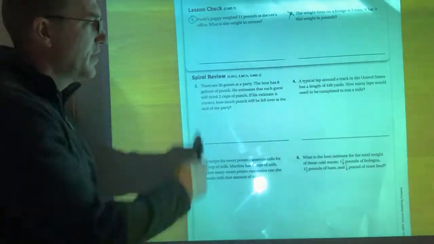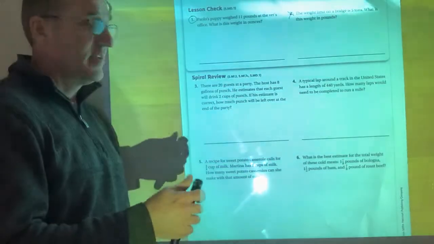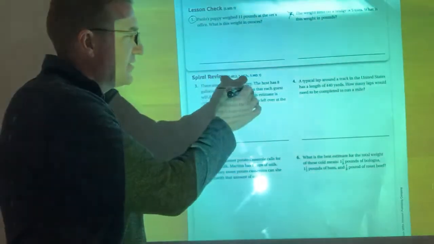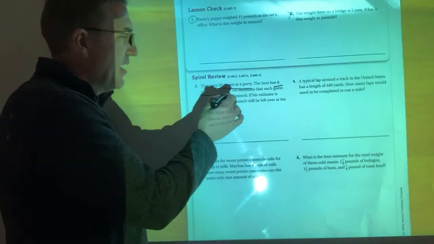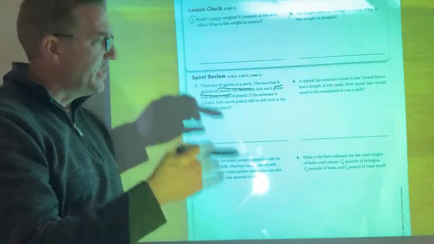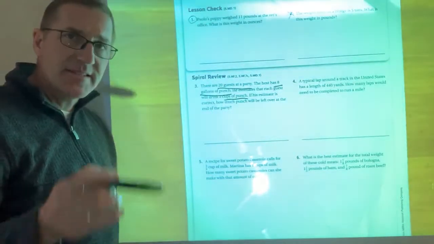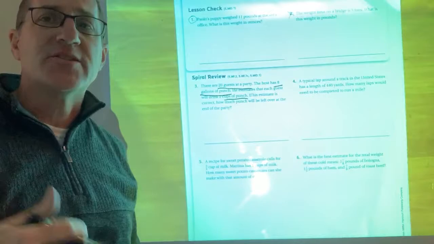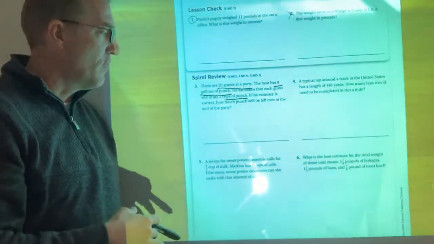spiral review. This is one you gotta really think about. There are 20 guests at a party. The host has 8 gallons of punch, and he estimates that each guest will drink 2 cups of punch. If the estimate is correct, that means if everybody drinks 2 cups of punch, how much punch will be left over at the end of the party?